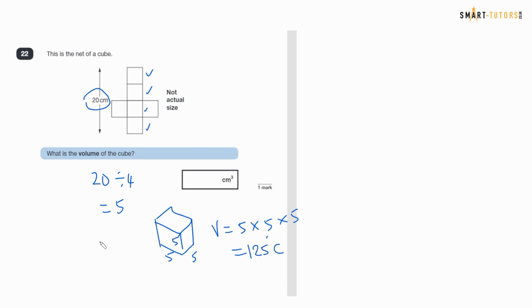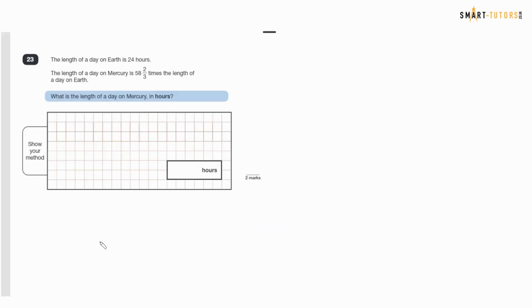So 125 centimeters cubed. So basically the idea behind this question is you need the side length of a cube, which can be found from 20 divided by 4, which is 5 centimeters. So 5 centimeters length of a cube means 5 times 5 times 5, which is 125 centimeters cubed. Question number 23. The good news is this is the end of the questions. Let's have Adharan explain this one.